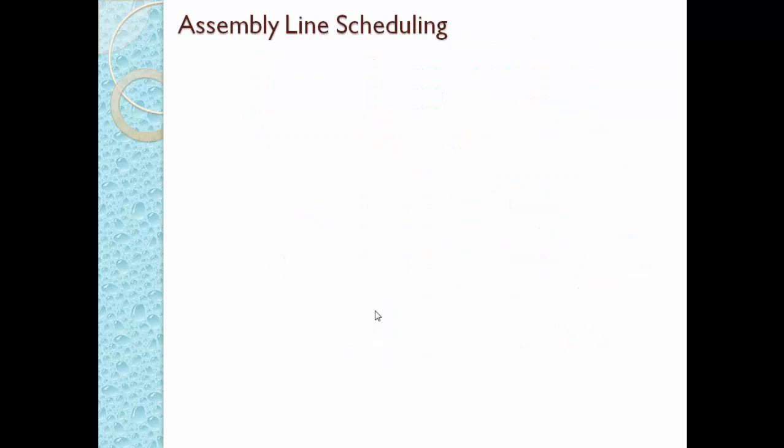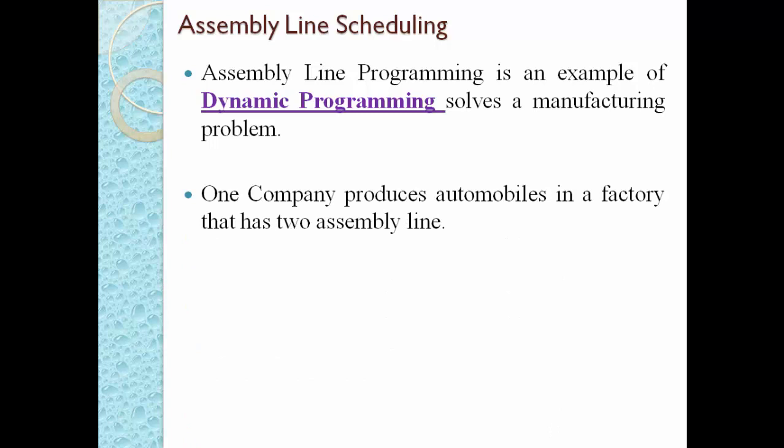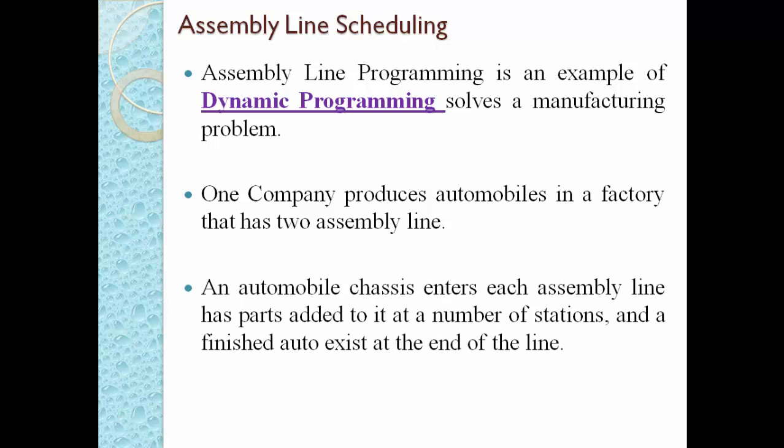First of all, let us have an introduction to assembly line scheduling, or we can say what assembly line scheduling is. Assembly line scheduling is an example of dynamic programming that solves a manufacturing problem. One company produces automobiles in a factory that has two assembly lines. An automobile chassis enters, each assembly line has parts added to it at a number of stations, and a finished auto exits at the end of the line.